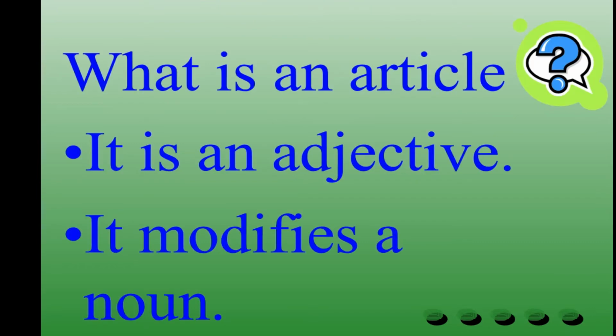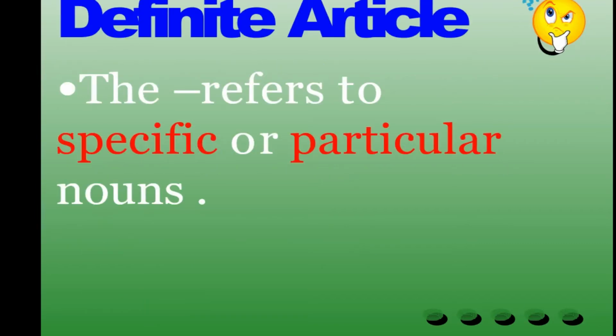So what is an article? It is an adjective. It modifies a noun. The definite article, the, refers to a specific or particular noun. It means that particular is the real one, and specific refers to what you can see and what you can know. So together, these become the real one.